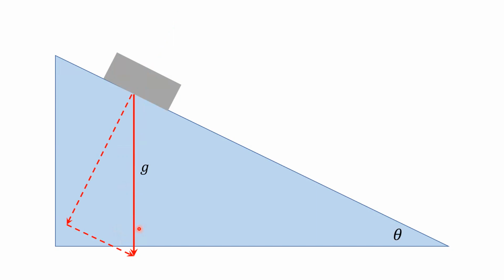And now I have resolved that vector into components. Notice I've drawn a right triangle where the original vector is the hypotenuse because it's opposite the 90 degrees. And these components are parallel to and perpendicular to the ramp, which means what happened to my coordinate system?